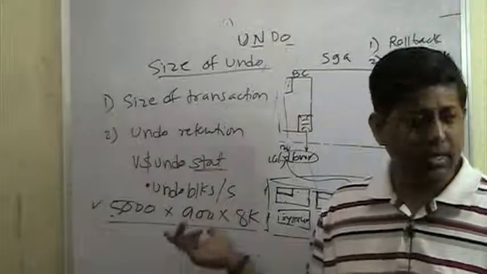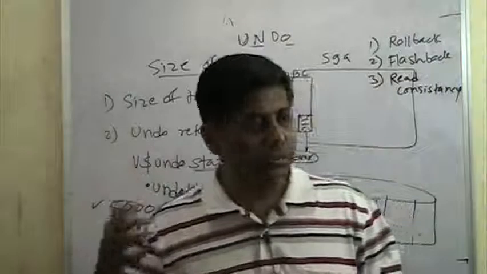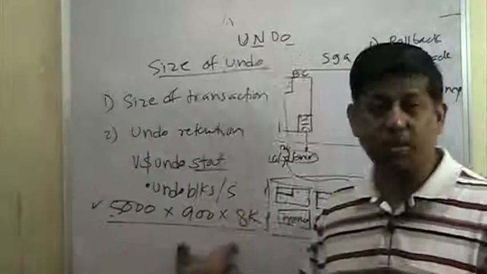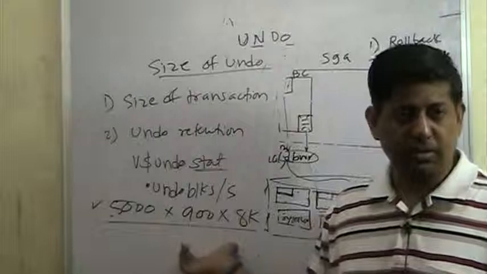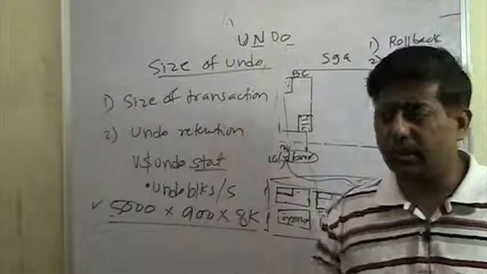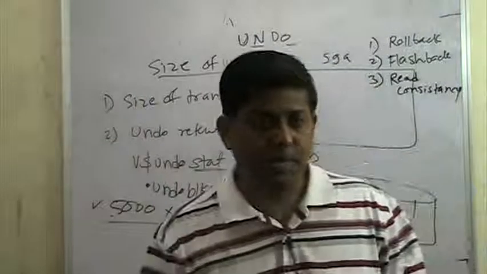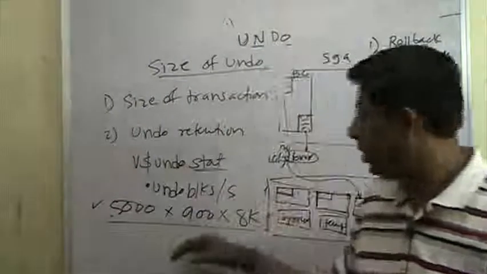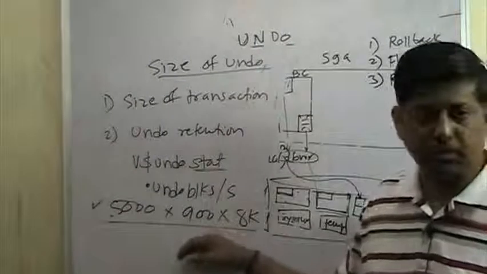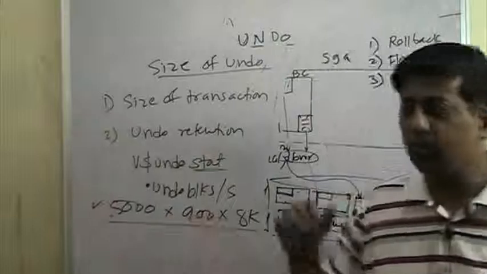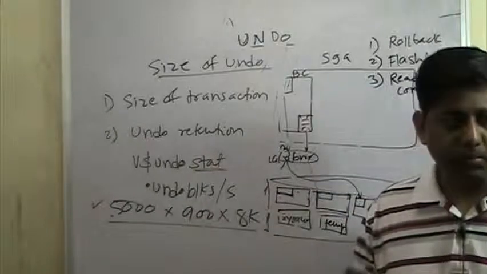In 10g and later releases, we actually don't say to go and do this manually. You use the advisors, which are graphical programs. We'll see that using OEM, Oracle Enterprise Manager. So this is what the sizing of undo is, and I think this is the last discussion on undo.